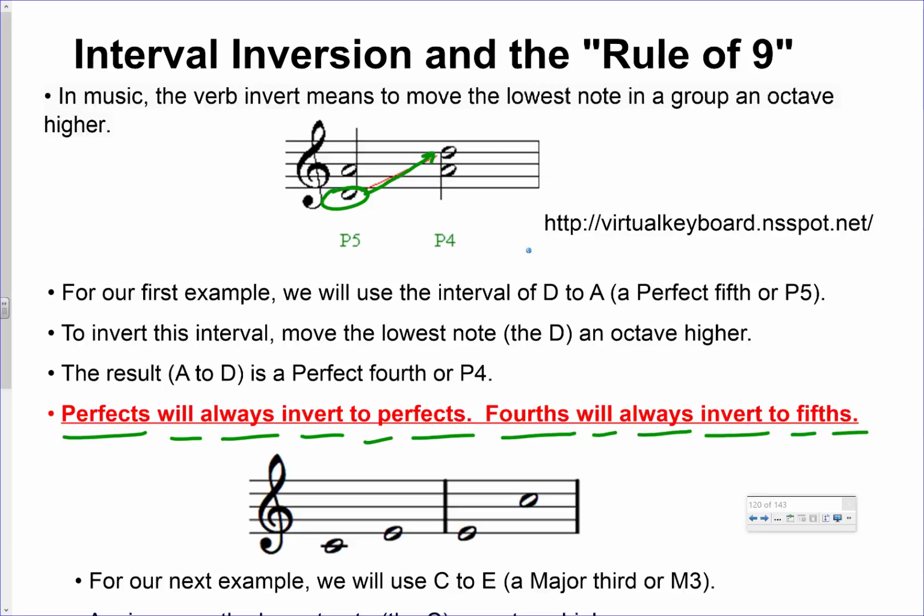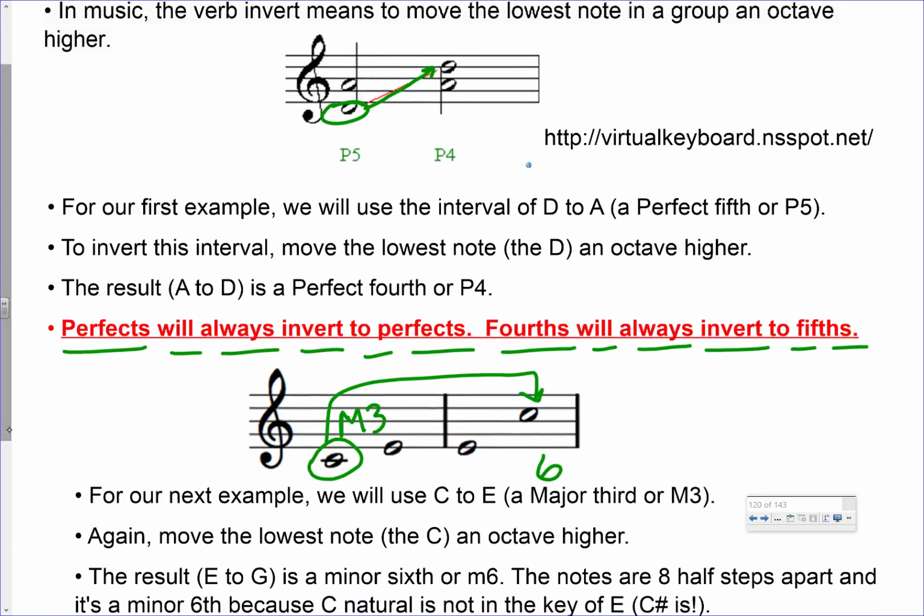In our next example, we will use C to E, which is a major third. When we take the lowest note, that is the C, and we move it one octave higher, the result is a sixth. The quality is minor. The notes are 8 half steps apart, and it's a minor sixth because C natural is not in the key of E.